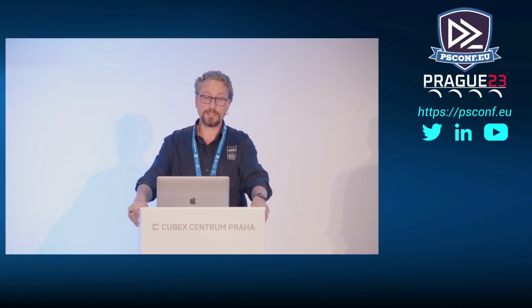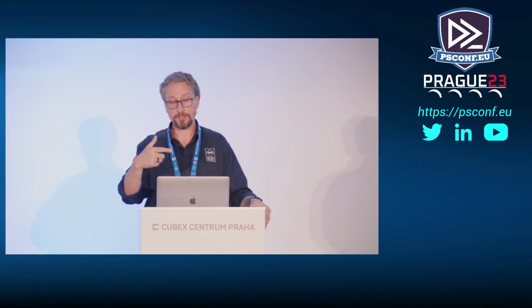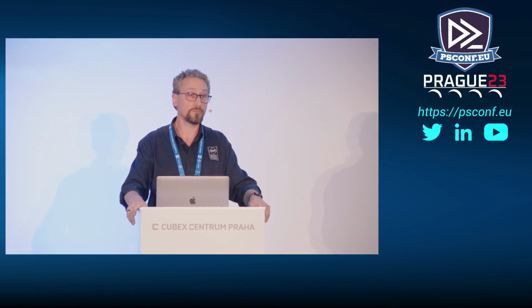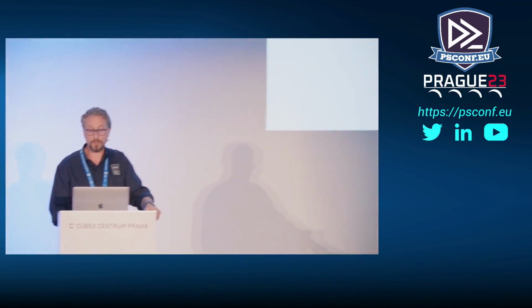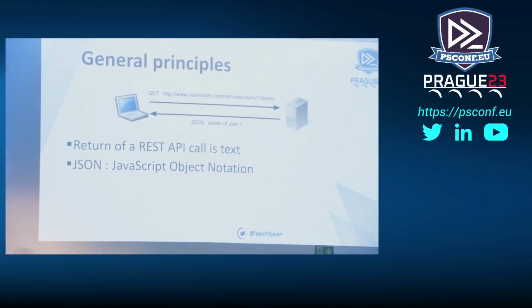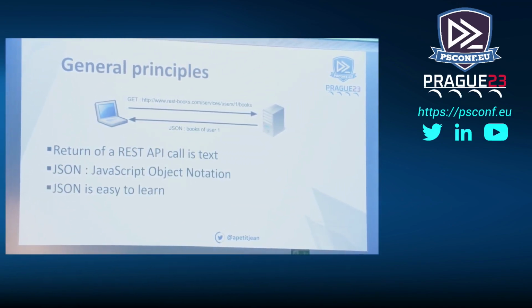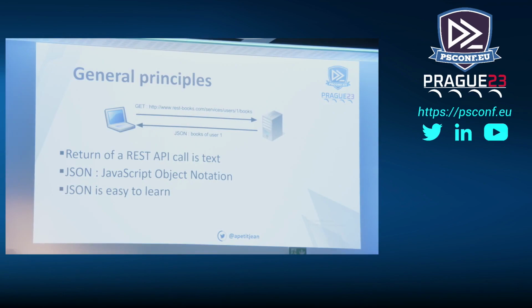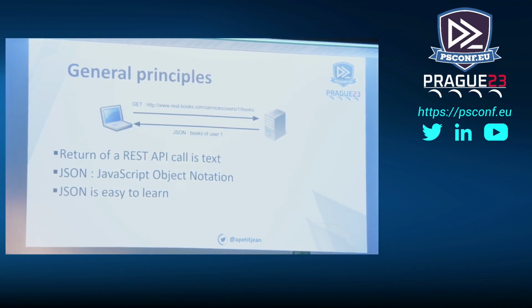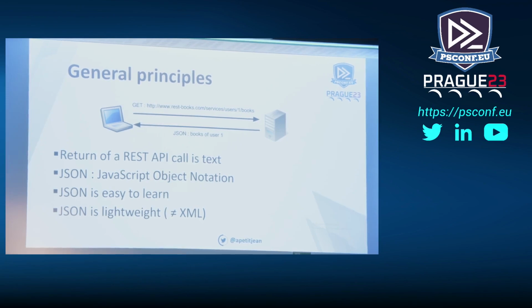So the principle is that the client generates a URL and sends the URL, and the server processes the URL, and we get text. In general, it's JSON, but it could also be XML files. But the return is always text data, in general JSON. Why JSON? Because JSON is easy to learn, and it's very concise compared to an XML file. So JSON is lightweight.